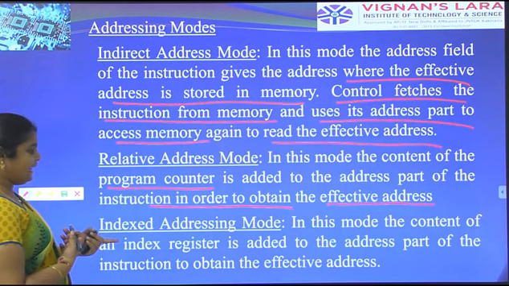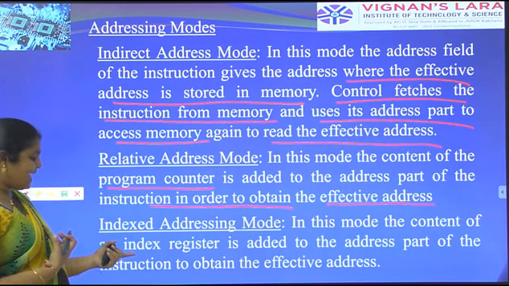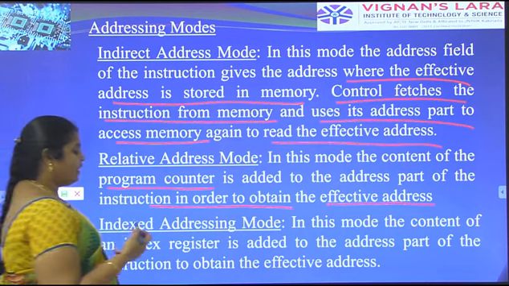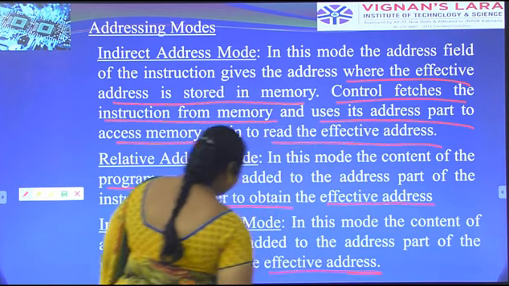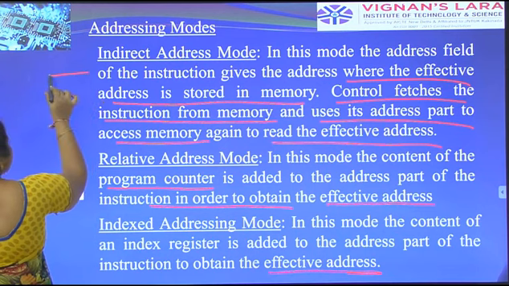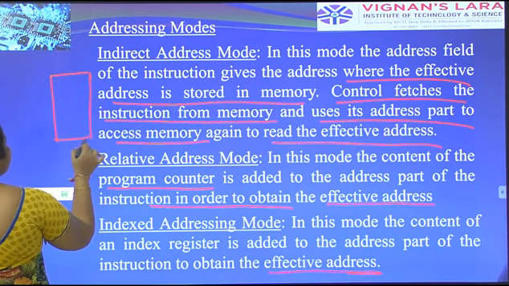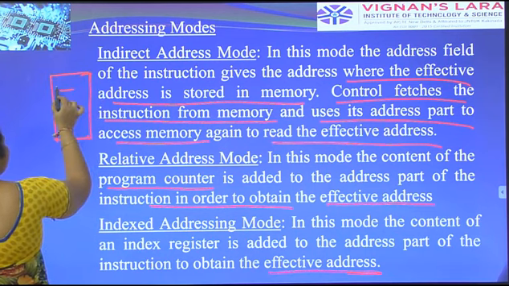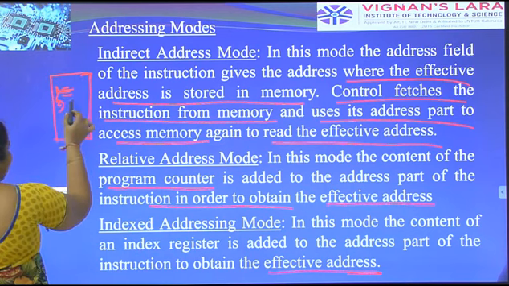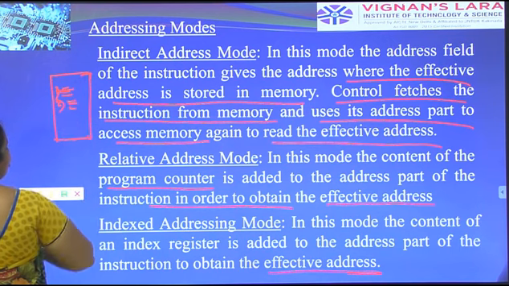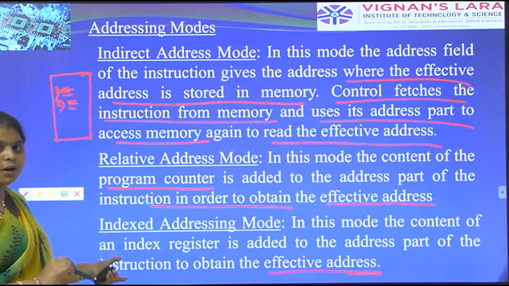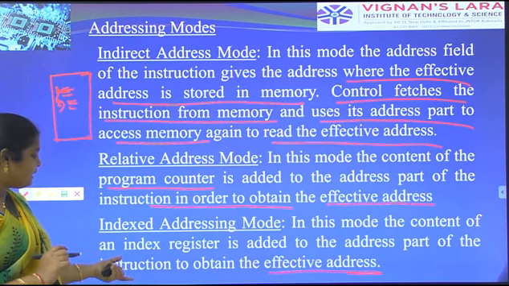Next is index addressing mode. In this mode, the content of the index register is added to the address part of the instruction to identify the effective address. For example, take a textbook. In the first unit there are 2 chapters; the first chapter has 10 topics and the second chapter has 10 topics. This is indexing. Like that, in addressing modes we can easily identify locations by using index addressing mode.